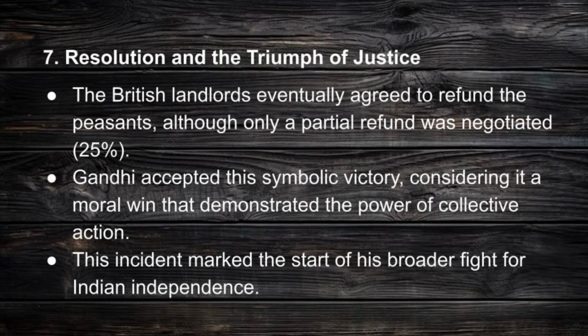So, looking at the mountain of evidence, the British landlords eventually, means finally, agreed to refund the peasants. Only a partial refund was negotiated, means talked upon and agreed. So the British landlords agreed to pay 25% of the amount collected.